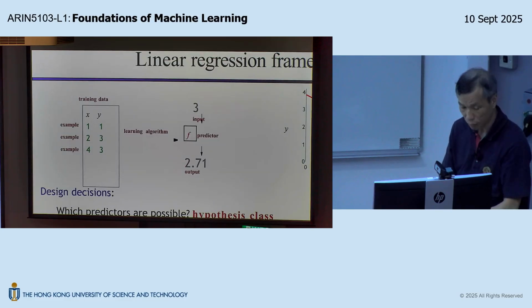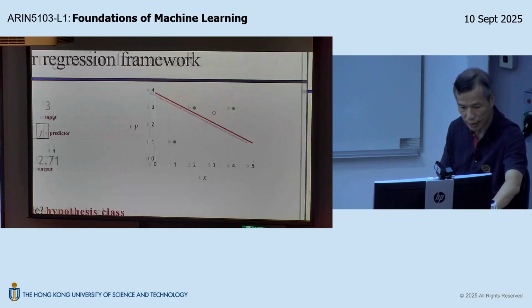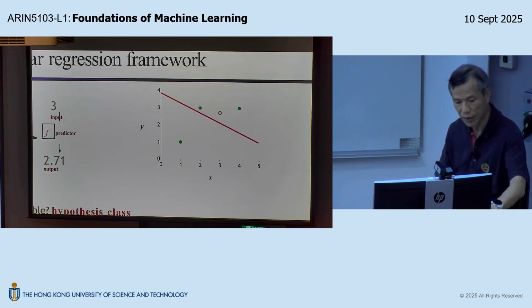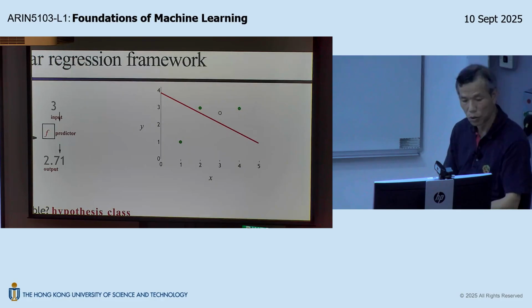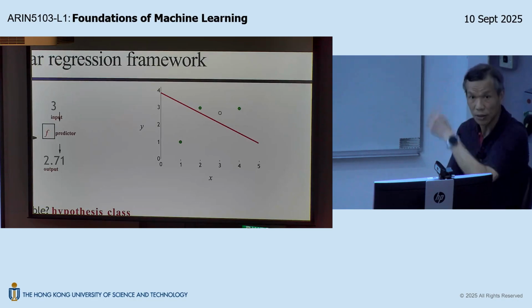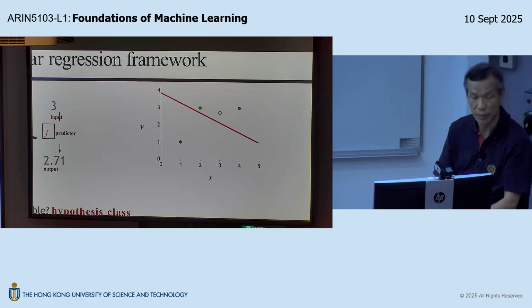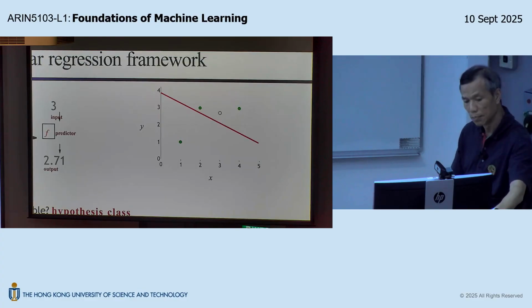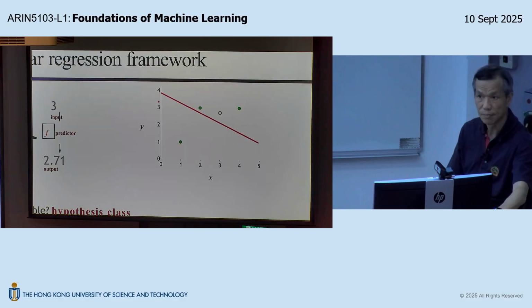Diagrammatically, this is what we have. We have the 3 inputs, the 3 dots here. This is the input, and this is the corresponding output. You want to learn the underlying trend between the input and output. Of course, here we talk about linear regression. In this case, linear regression means that you want to fit the points by using a straight line. This is one possible line you can fit.